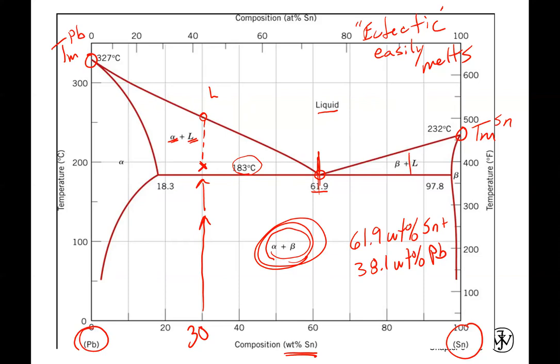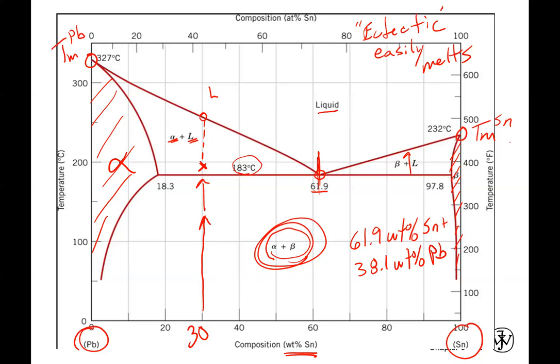Okay. And likewise over here, if I was at a high composition value, I could be over here in this beta plus liquid. Now, on the two ends of this diagram, I actually have single phase solid solution regions. So I have an alpha over here in this region, and on the other side, I've got a beta. Those are my single phase solid solutions.